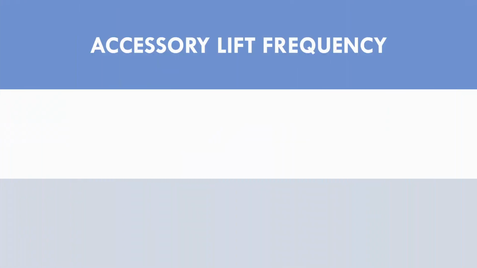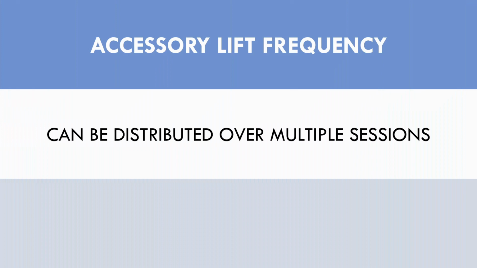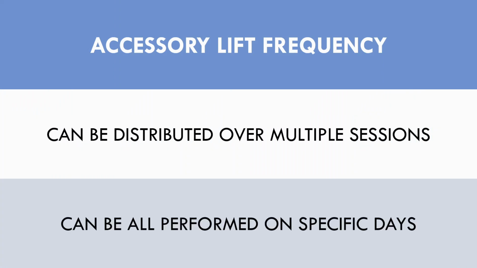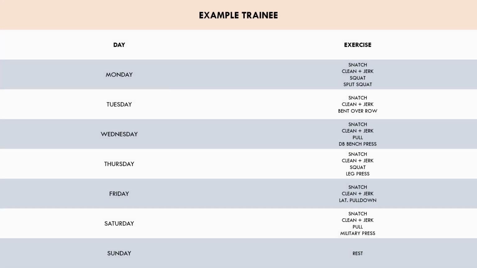Accessory lifts can be programmed in many different ways depending on the athlete's preference. They could be sprinkled in a program wherever time allows after the primary exercises, or they could be performed on a separate day that is dedicated purely to accessory training, or anything in between these two methods could be used. For this example, let's use a high frequency and distribute the accessory training throughout the week.